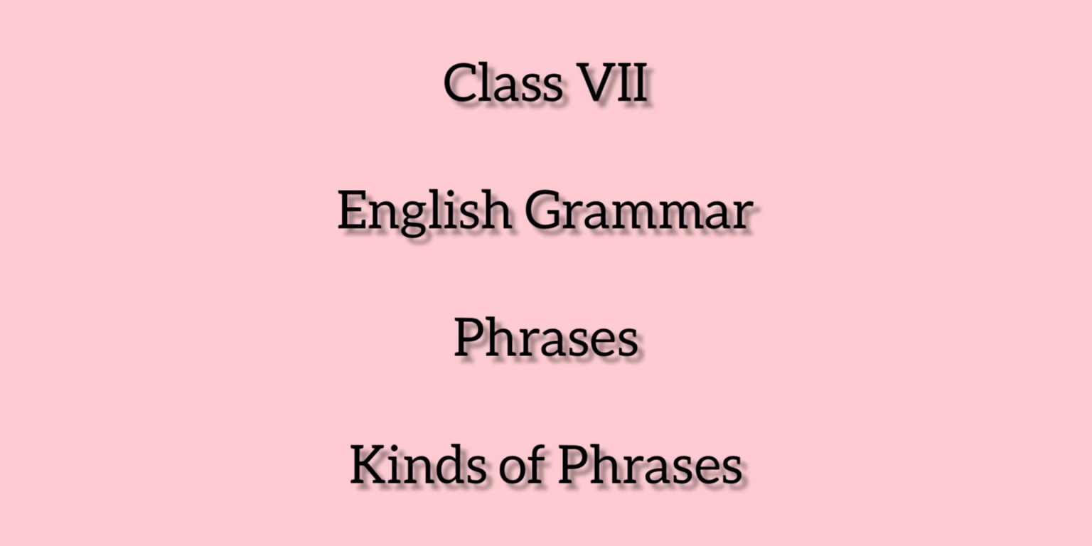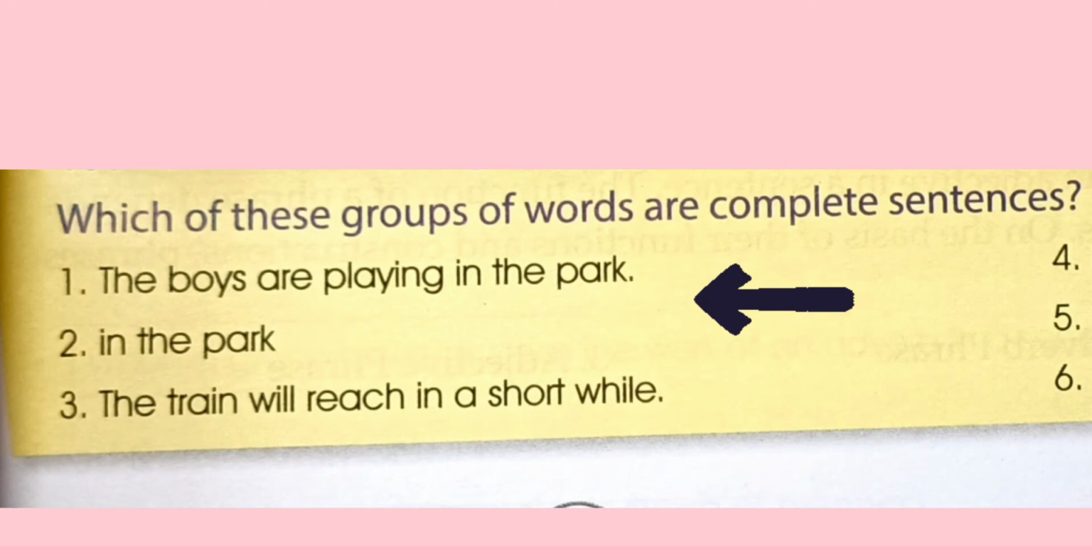Today, we are going to do grammar. The topic is phrases. Let us look at some groups of words and see whether they make complete sentences or not. Number one, the boys are playing in the park. Number two, in the park. Number three, the train will reach in a short while. You can notice in these sentences that the groups of words that sound incomplete do not have a verb.